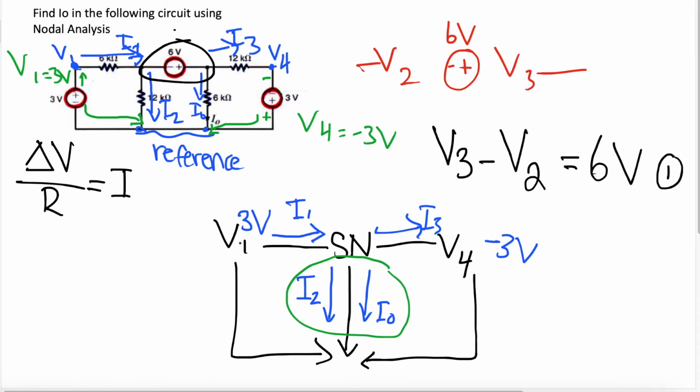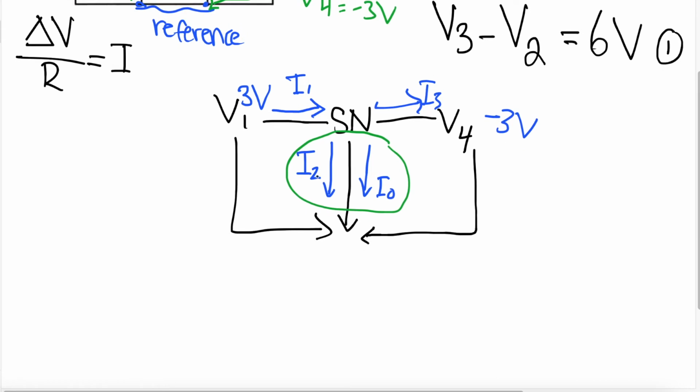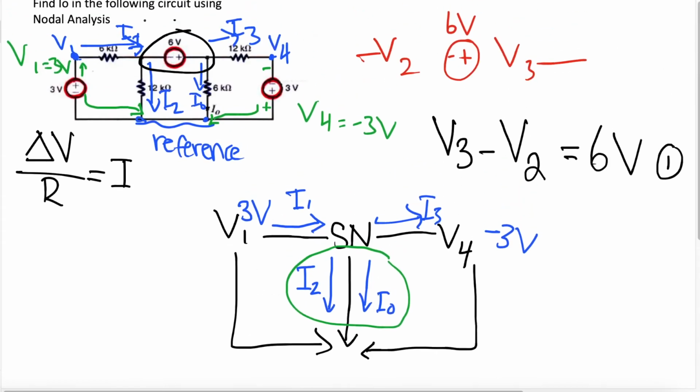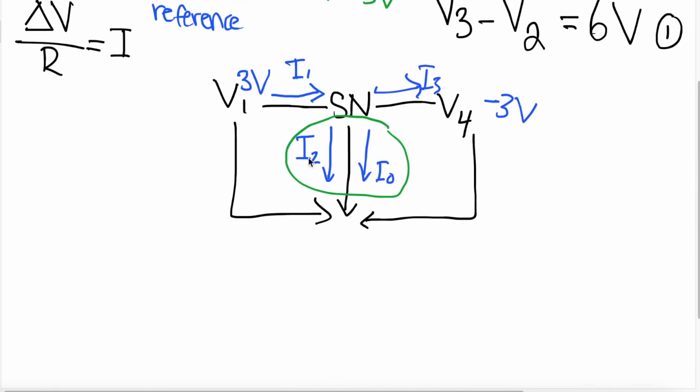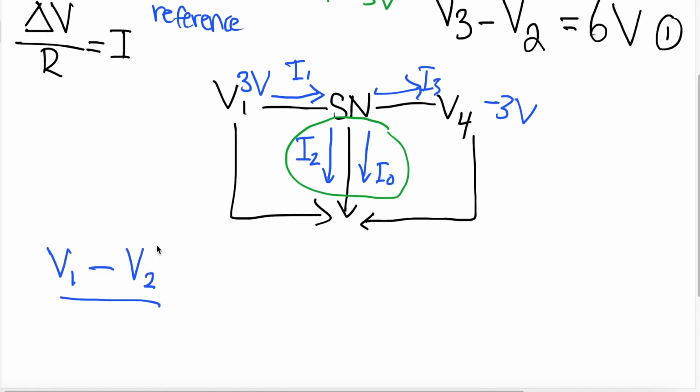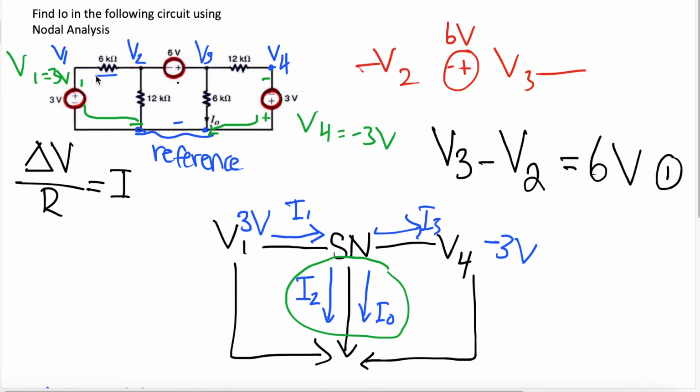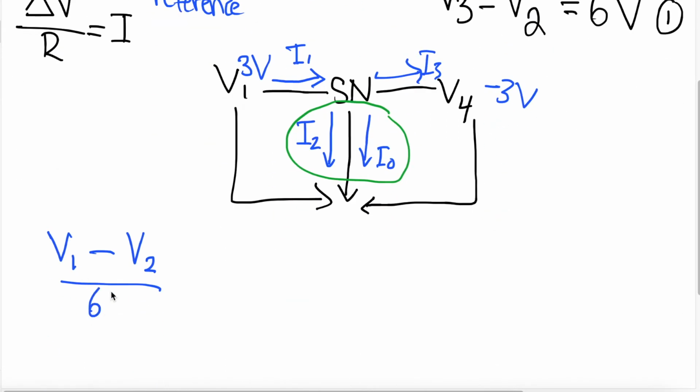So now, knowing that, let's see what we can do. For the supernode, if we erase this back to make it easier to understand, let's label this again. We have V1, V2, and V3. So let's formulate an equation. To get I1, it's V1 minus V2 over, and we can see here that it's 6 kilo ohms, so we can put 6K.